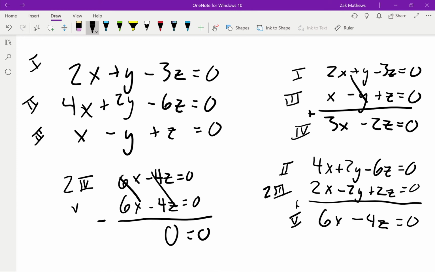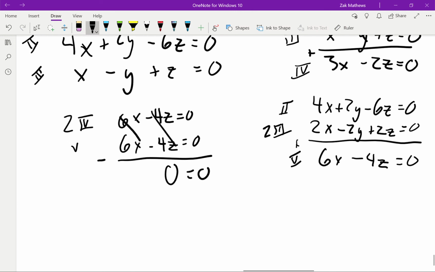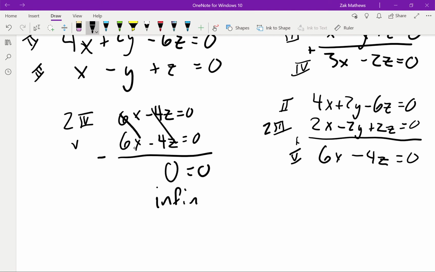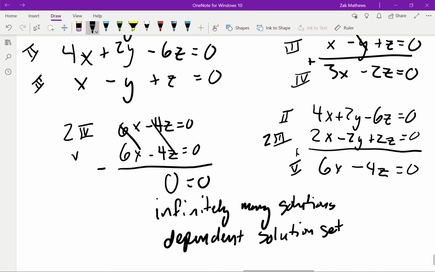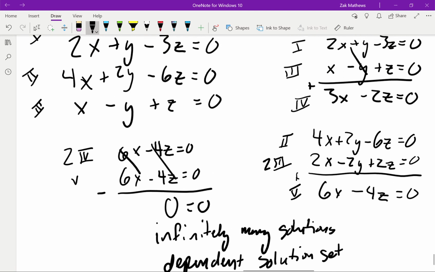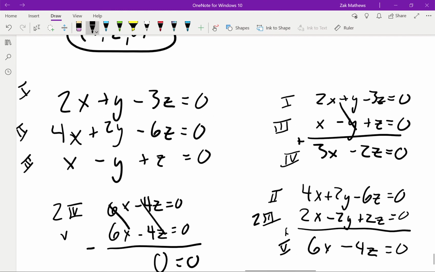Hopefully you remember what this means from our previous video. This does mean that we have infinitely many solutions. This tells us we have a dependent solution set. And so just like we did in the last video, we're not going to just stop here and say there's infinitely many solutions. We're going to express all of these solutions in terms of one of the variables.